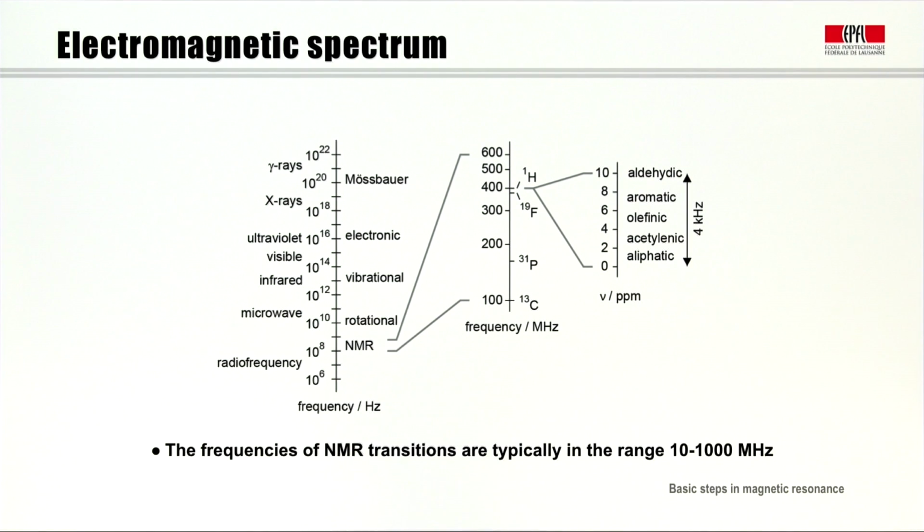So the frequencies of NMR transitions are typically in the range between 10 and 1000 megahertz. Incidentally, the world's most powerful machine is indeed 1000 megahertz for protons, and you can find it at Lyon in France.